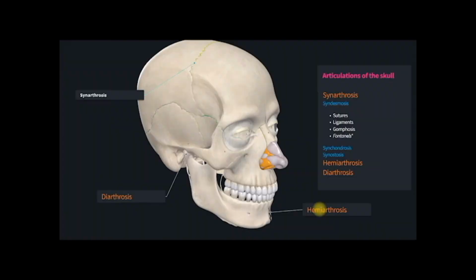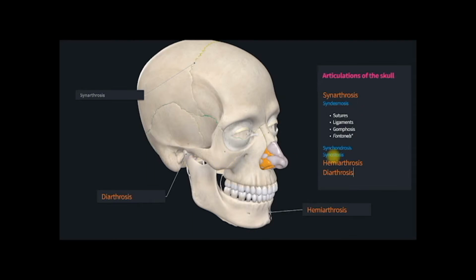The bones of the skull are connected in three different ways: immovable joints, synarthrosis; slightly movable joints, hemiarthrosis; and movable joints, diarthrosis. These three types connect the bones of the skull. Synarthrosis examples are sutures, ligaments, gomphosis, and fontanelles, which are present in the newborn. Synchondrosis is between the base of skull bones.